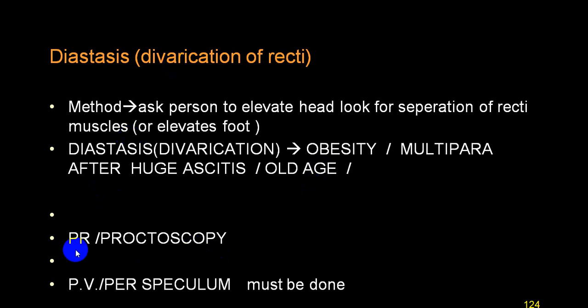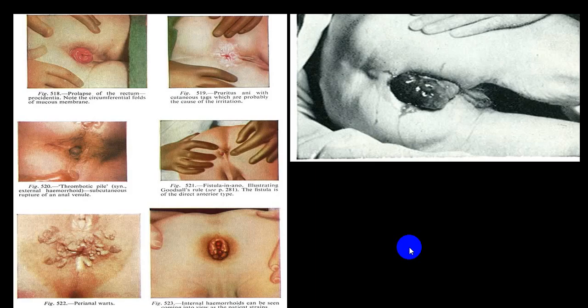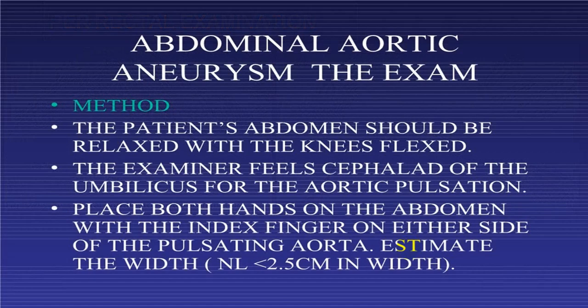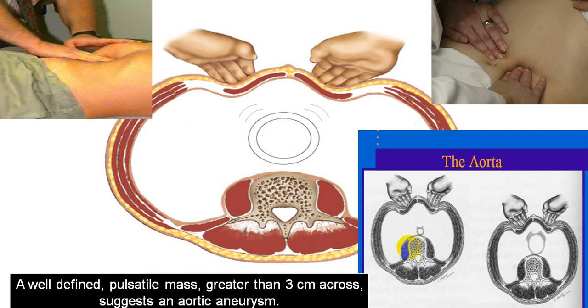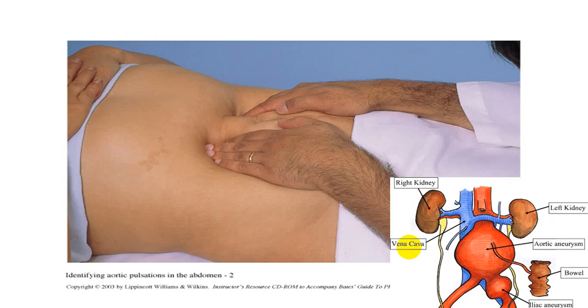Abdominal examination is not complete without PR and proctoscopy, so that should be done. And in a female, PV and per speculum examination must be done. So pelvic examination and rectal examination is a part of abdominal palpation. So this is perianal region examination, this is per-rectal examination, PR proctoscopy, and look for abdominal aneurysm, expansile pulsation and transmitted pulsation. So look for those particular things.